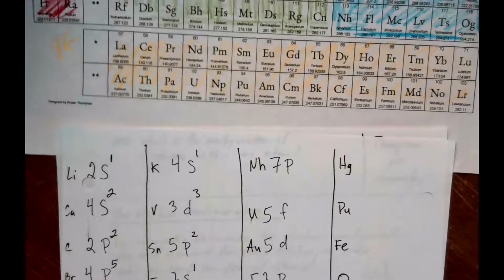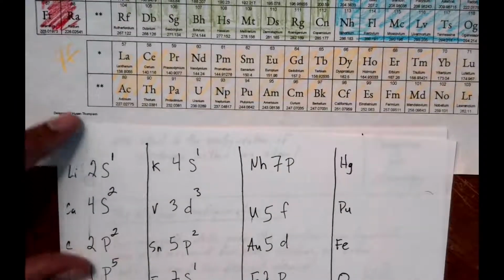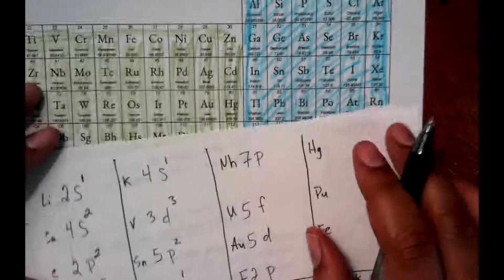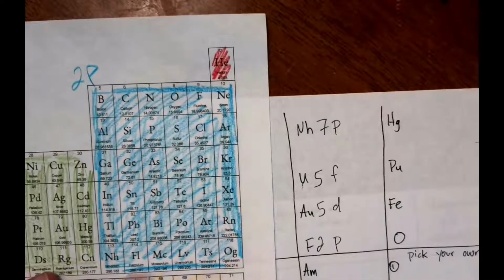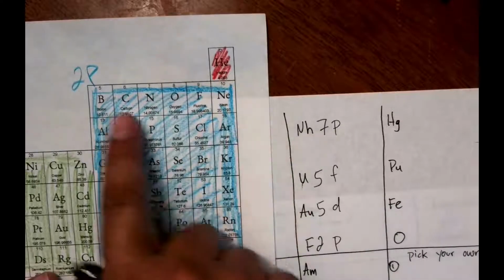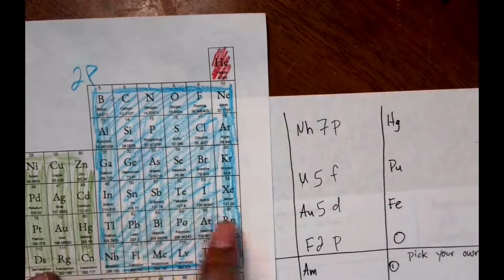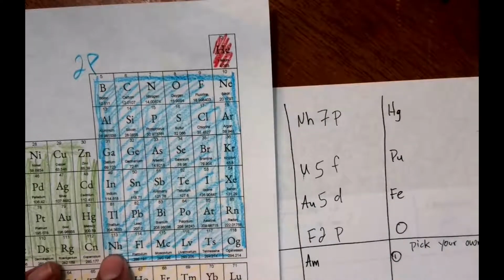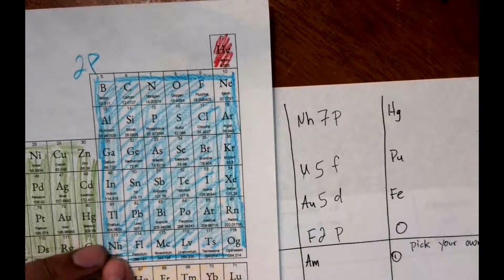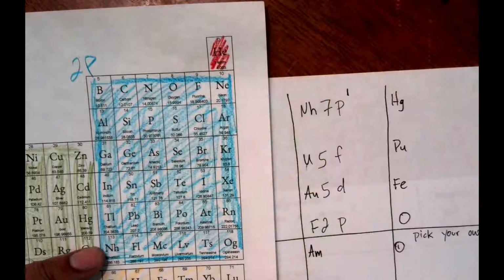Let's go on to these. Nh, boy, 7p. So that means it's in the p block. Let's see. 7, 2, 3, 4, 5, 6, 7. Okay. And Nh is here, the first one on the hallway. So this is 7p1.